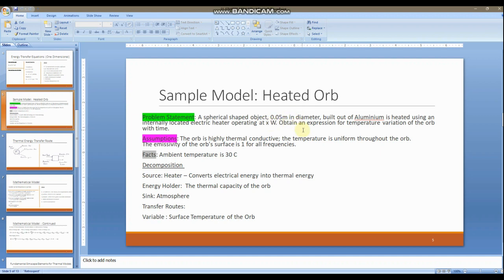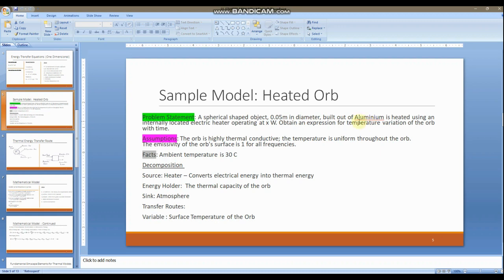I have specified the material that the orb is built out of, which you will see that you'll need in order to figure out the density of the material and thermal emissivity. And what else? Yes, thermal conductivity of that material as well. Of that object as well, you need to know what the material is. And then I have specified how it's being heated and at which rate. I have specified that rate as x in order to maintain generality.